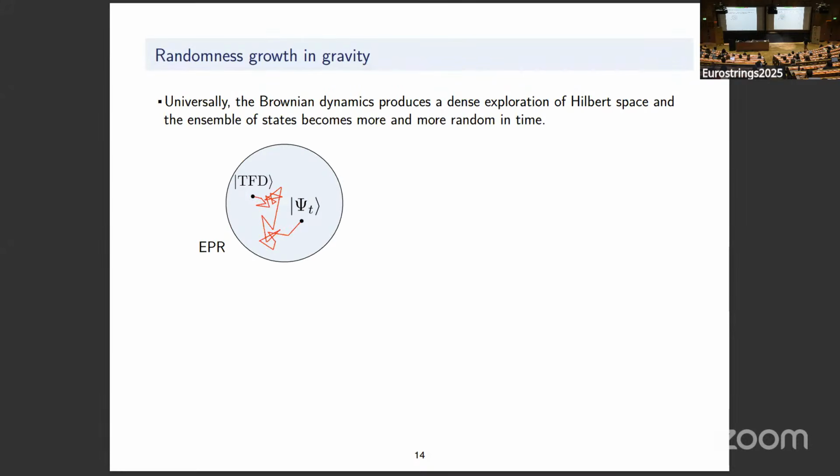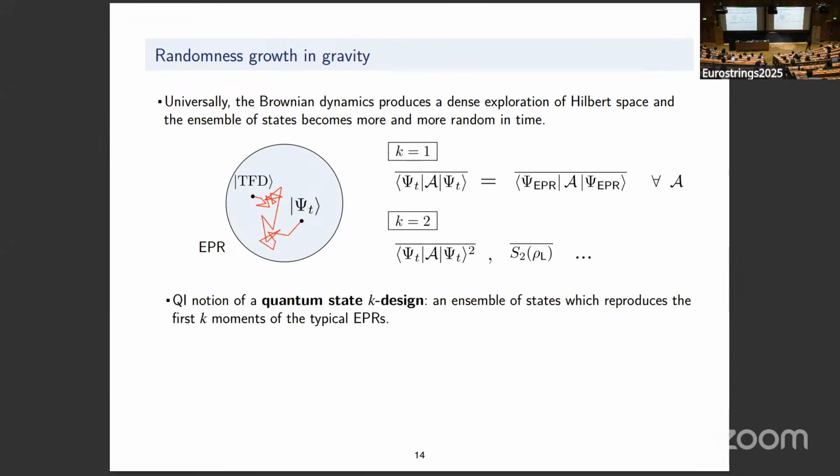So the idea is that, as I told you before, if you just time evolve the thermofield double with the Brownian evolution, it will become more and more generic. So it will become more and more random, more and more typical. And one can quantify how random a state or an ensemble of states becomes in terms of the quantum information notion of a quantum state K design.